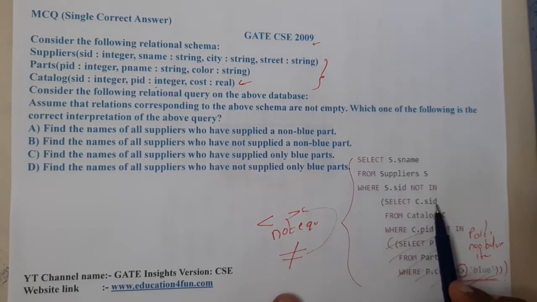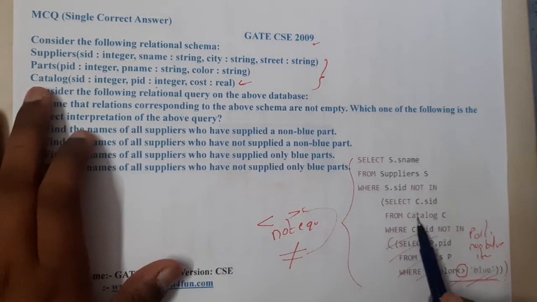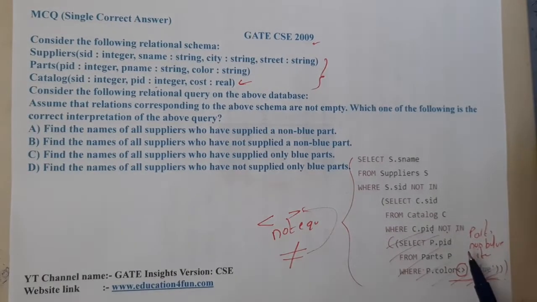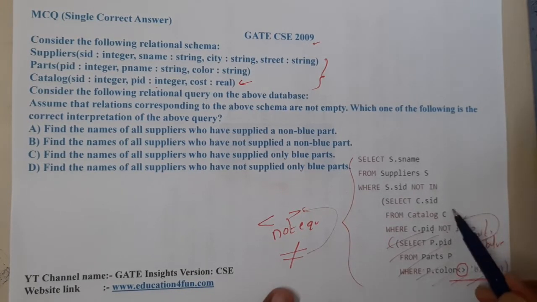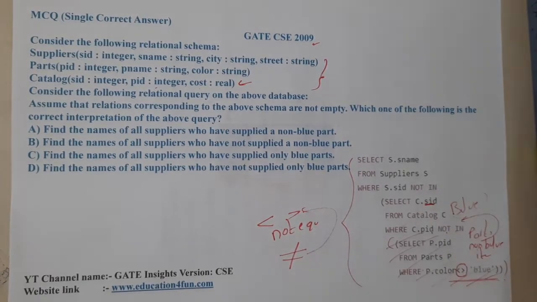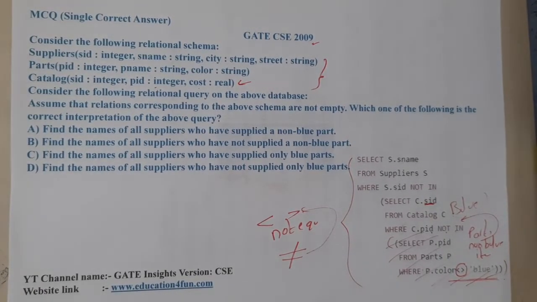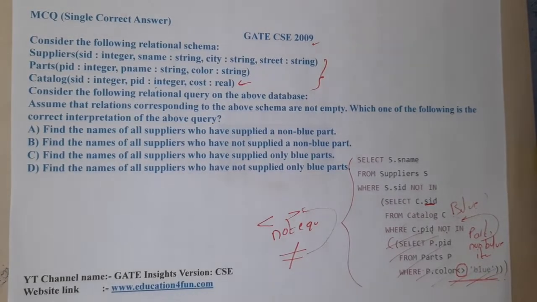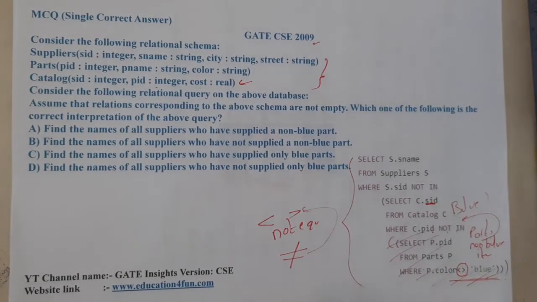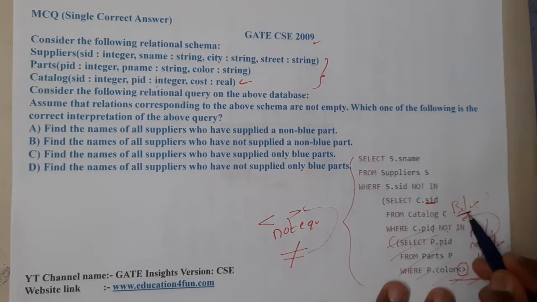Now let us execute the next query: select c.sid from catalog where c.pid is not in this. After the inner query we selected non-blue items, so indirectly this is selecting blue items. It is selecting SID, that is supplier ID. Whichever supplier is selling blue items and is not selling even one item of another color, right? So now we got only the IDs of blue item sellers here.